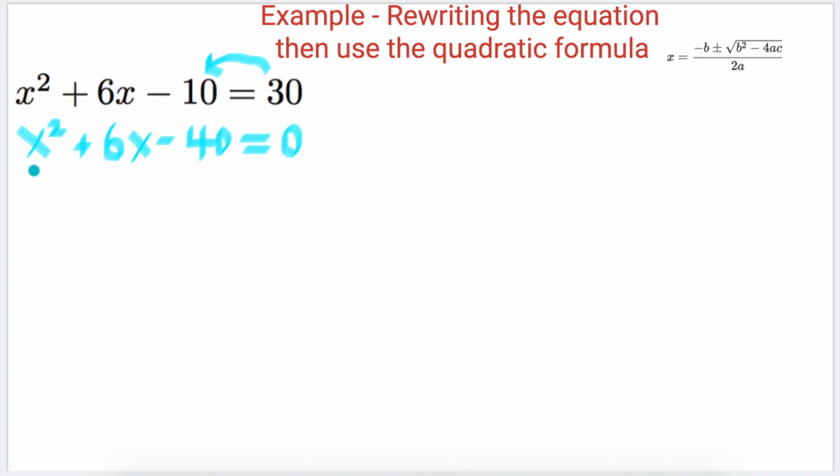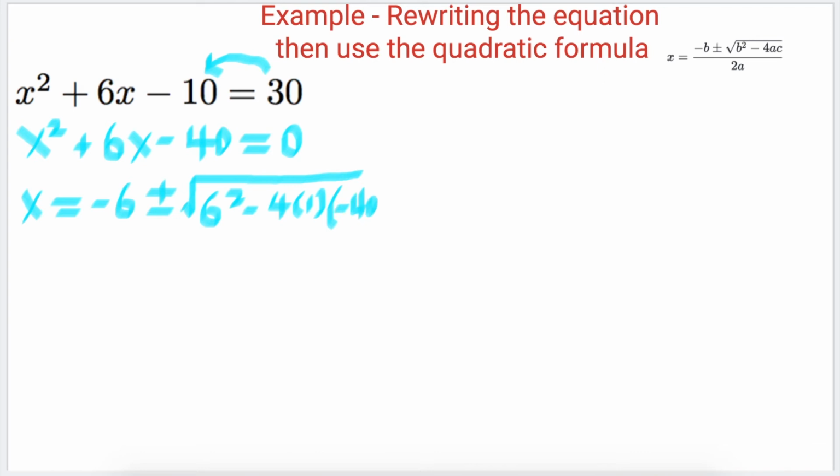We check our equation here and we see that it's written in standard form, so we need to identify a, b, and c. A is 1, b is 6, and c is negative 40. So I'm going to take those three numbers and plug them into my quadratic formula. So the formula is going to be x equals negative 6 plus or minus the square root of 6 squared minus 4 times 1 times negative 40, divided by 2 times 1.